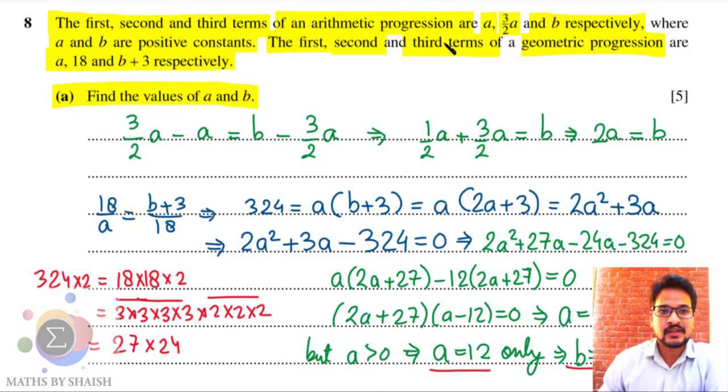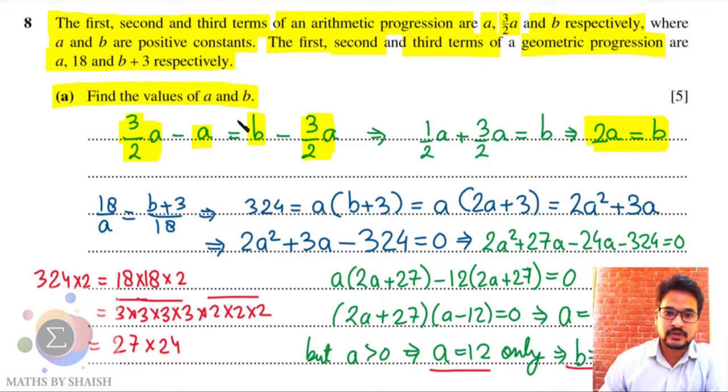So if the three consecutive terms are given, we require to find the constant common difference. And common difference means second term minus first term, and it has to be the same as the third term minus second term. So if we simplify it, we will get one relation in A and B, and it is going to be 2A equals B.